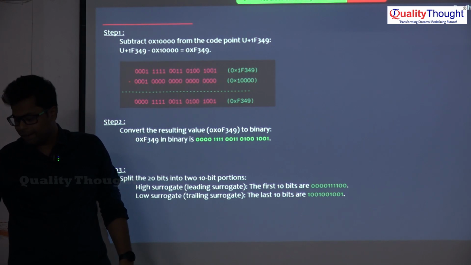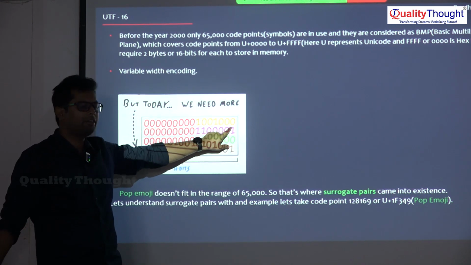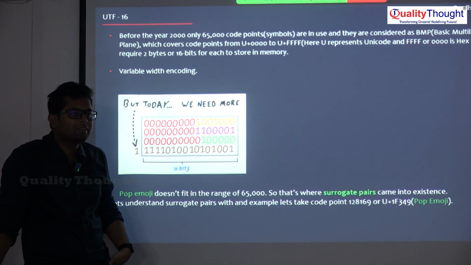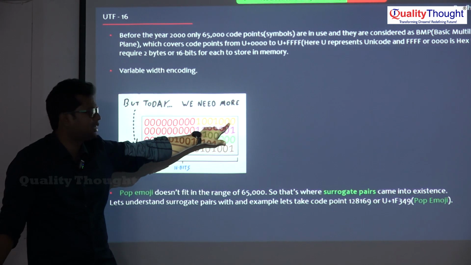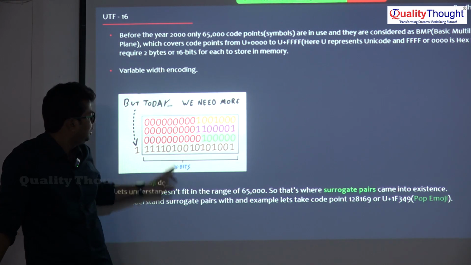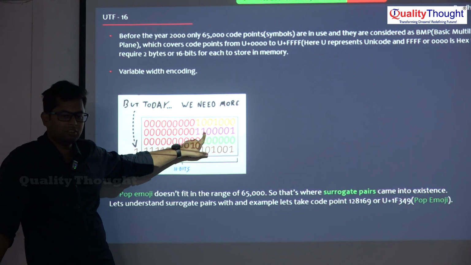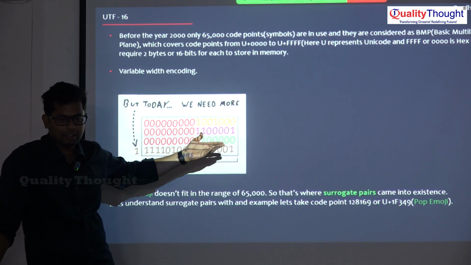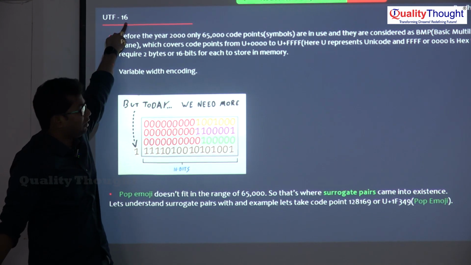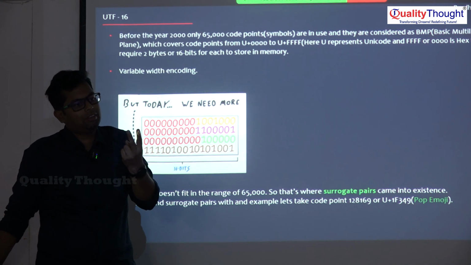But what about A? What about H? How many bytes does it require? 2 bytes, because in 16-bit, 16 divided by 8 is 2. And what about space? 2. And what about this character? 2 bytes. That means in 16-bit UTF-16, each character or each symbol requires 2 bytes.